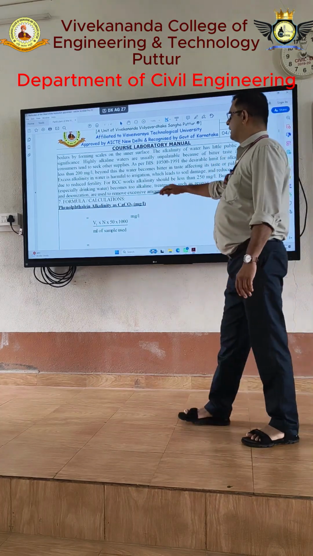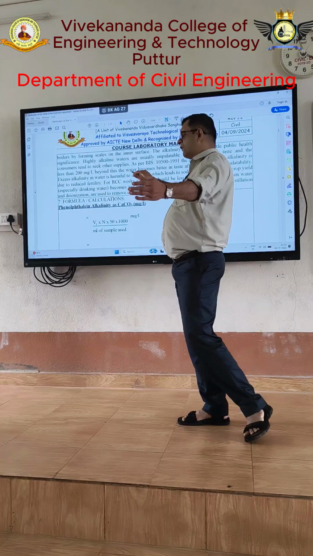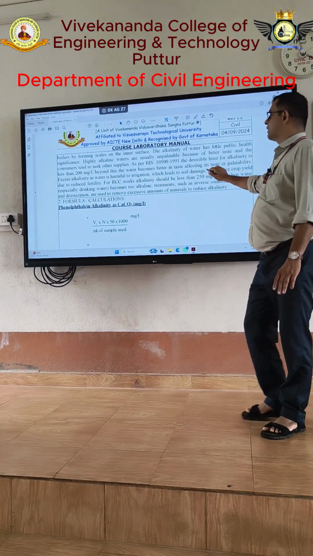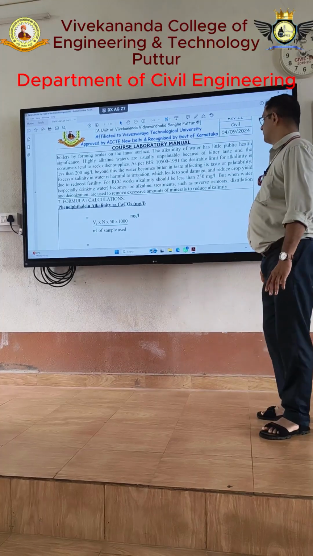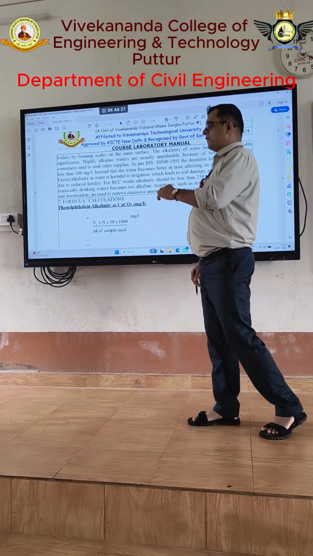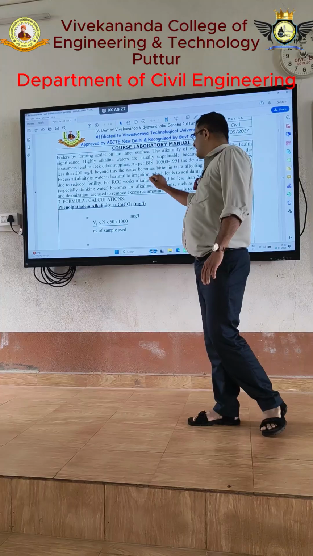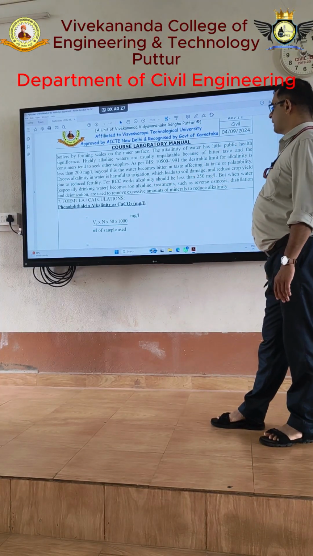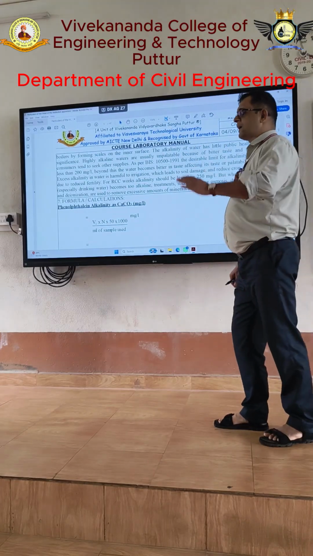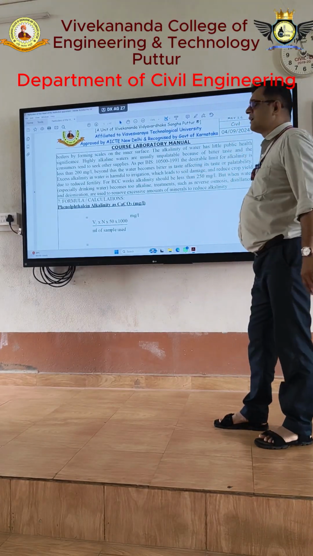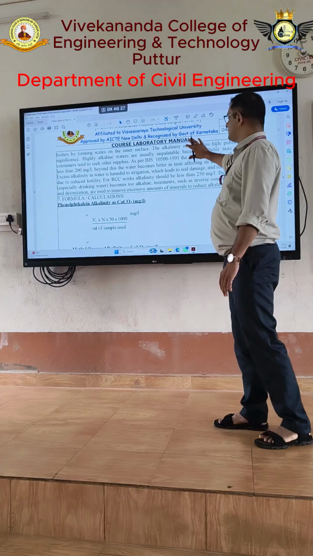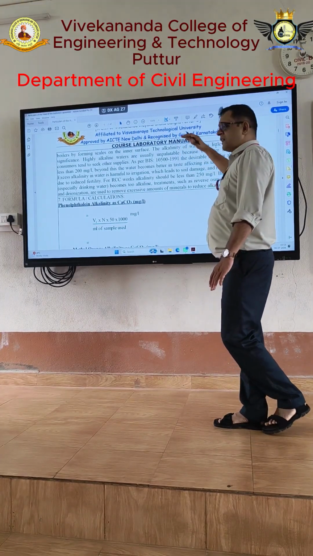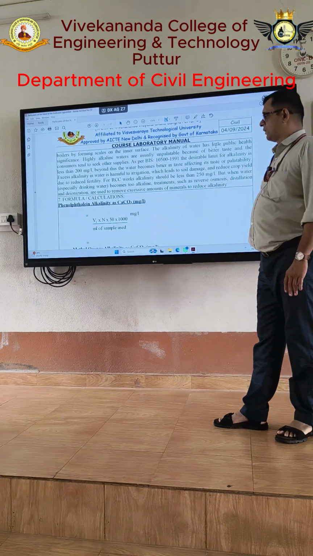Then excess alkalinity is harmful for irrigation, which leads to damage of the soil and reduces the soil fertility. Then for RCC work also, it should be less than 250 milligram per liter. So if the water becomes alkaline, then we have to go for treatment. So these are the concepts of alkalinity. Now we are going to see how we are going to conduct the test.